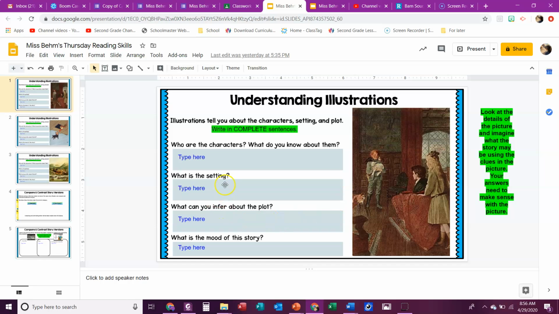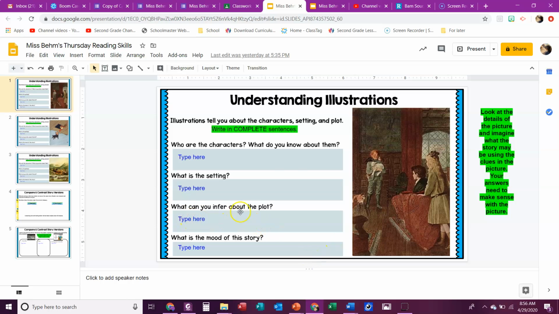Okay. What is the setting? Remember yesterday we talked about setting. Setting is the place, the time, okay, and the environment. So think about, where are they located? Think about, is this like a picture that you would see today? Or is this a picture that may have been drawn a long time ago?